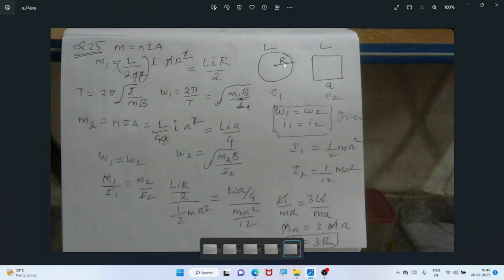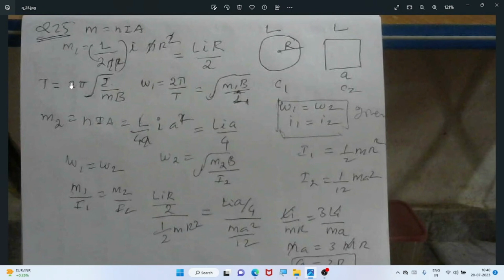So this is the circle of radius R and the square of side A. For the moment of inertia, you can read how that formula comes. Here the magnetic moment is NIA. Current I, and A is the area, the area of the circle, pi r square. The number of loops is the length divided by the circumference, 2 pi r. After simplification we get this. So now this is the period of oscillation.